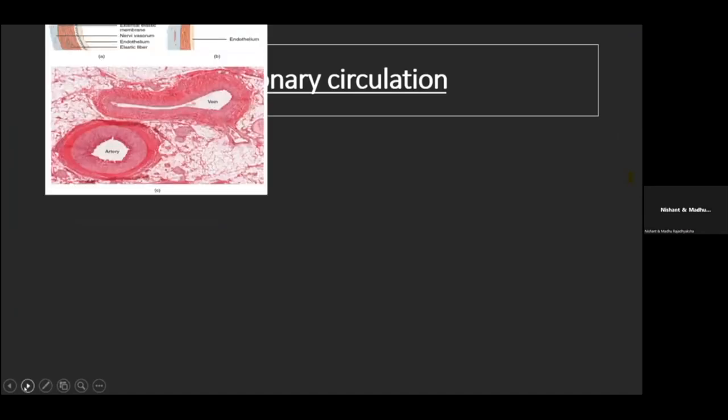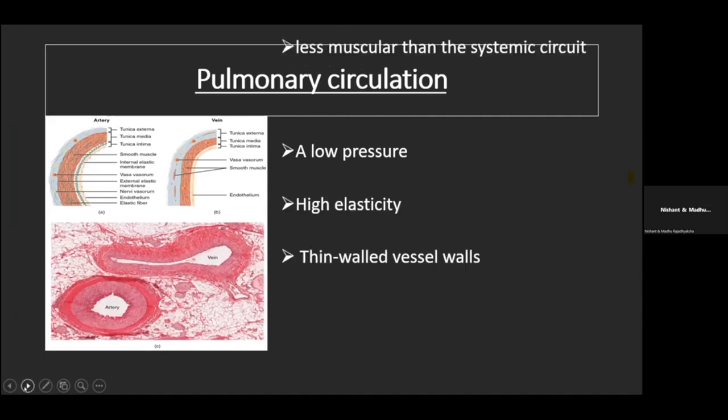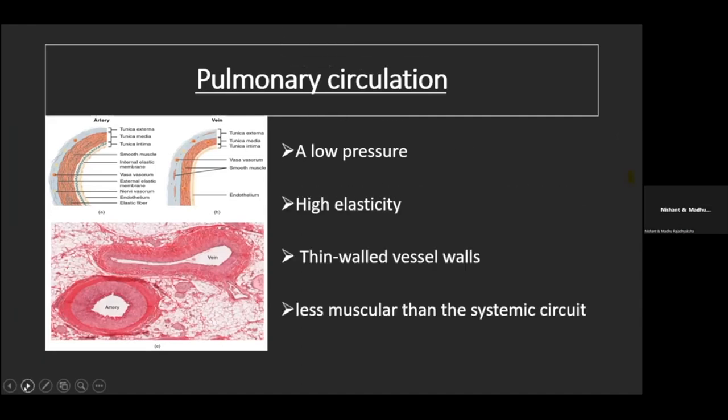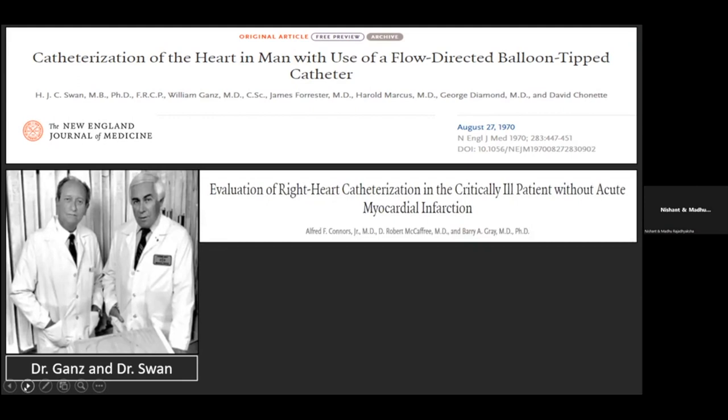Pulmonary artery is a low pressure, highly elastic system of blood vessels made up of thin walled, less muscular structures compared to the systemic vessels. The birth of the pulmonary artery catheter was announced in the New England Journal of Medicine in 1970 by Swan and Ganz. The pulmonary artery catheter use grew rapidly until 1968 in the US, when it was shown to influence the management of over 40% of ICU patients.